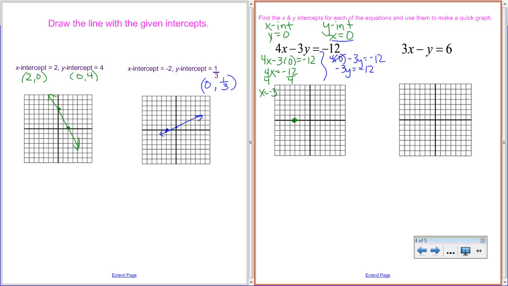Am I going to undo that multiplication the same way we did it before? Yeah. Divide by negative 3. Make sure you have that negative with it. So you have a y-intercept of 4. 1, 2, 3, 4. We know the x is 0, the y is 4, so that's this point. Connect that. And there's our quick graph.